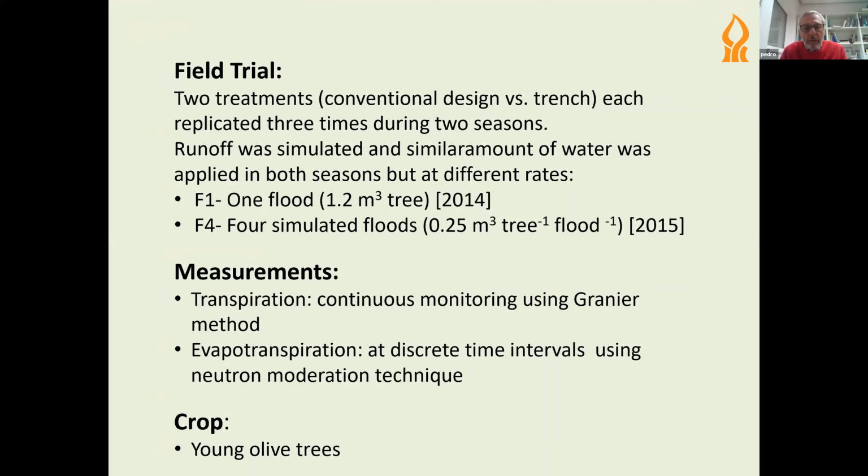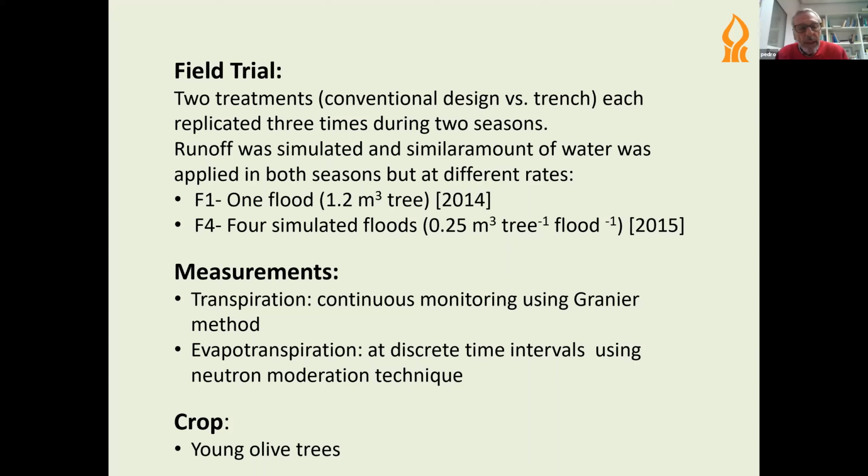We simulated runoff because we wanted to carry out a very well-controlled trial. We gave it similar amounts of water, not exactly, because at one stage we had to stop our experiment during the second year. In one case, we applied one flood, and in the other, we had 4 simulated floods with what was supposed to be a quarter of the amount of water, which is a quarter cubic meter per tree.